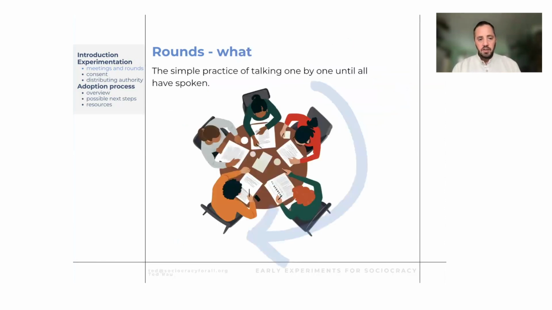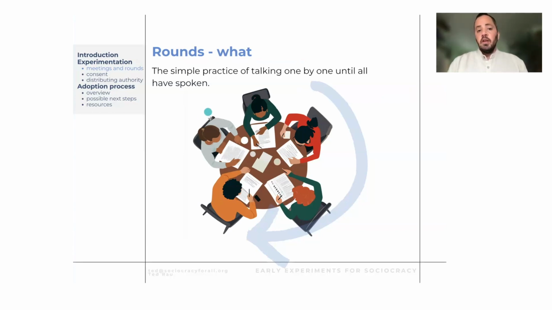So let's go over that just for a moment here. What do I mean when I say rounds? As I said, it's a simple practice of talking one by one until all have spoken. And by all, I mean all in the circle. So this is geared towards group sizes of between 3 and 8, maybe 9, 10 if you absolutely have to, but I don't enjoy meetings in a group of 10. I don't even enjoy meetings in a group of 9 or 8, honestly.